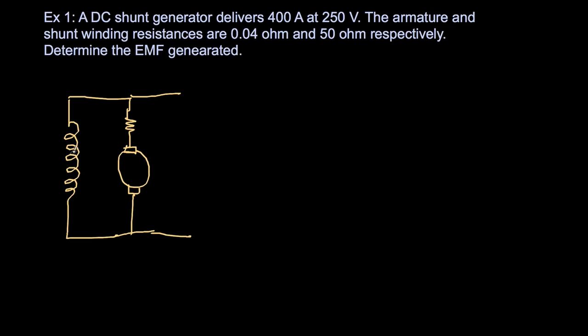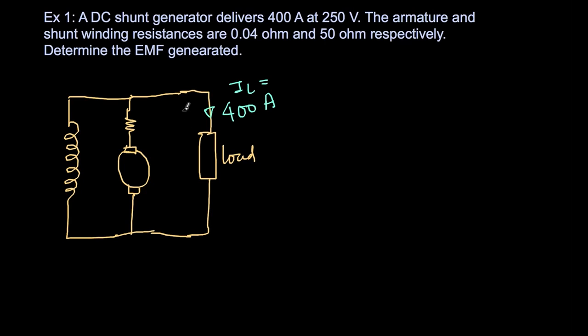And even though an inductor symbol is drawn here, for all purposes in a DC machine, because we are studying the steady state condition, this is actually a resistor. If it is AC, then the inductance will come into the picture. Anyway, let's look at what is given in the question. This is the load, and what is the load doing? A DC shunt generator delivers 400 amperes. So the load current, let's denote it as IL, is 400 amperes, and at 250 volts. So the terminal voltage here is 250 volts.